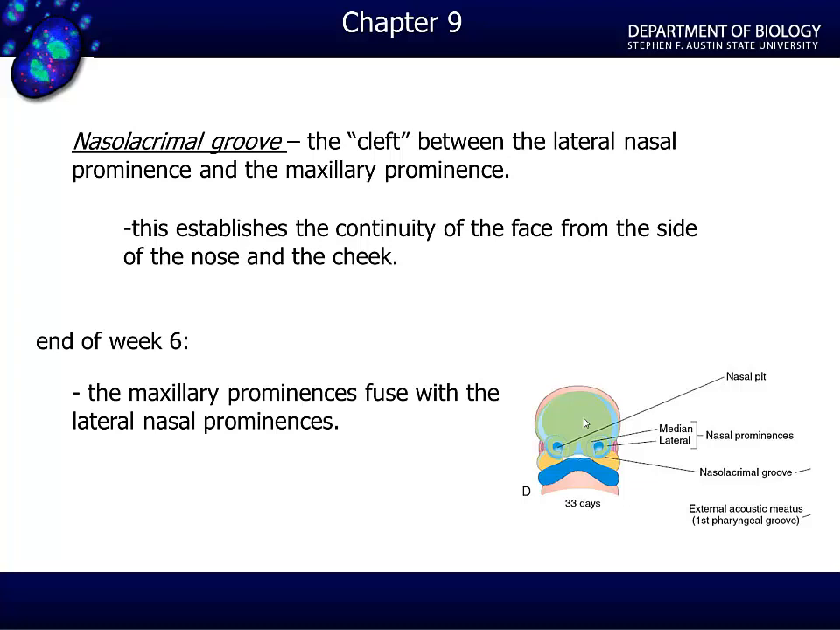So the maxillary prominences are going to fuse together with the lateral nasal prominences, and the maxillary prominences are going to begin to grow closer and closer as they push toward the midline. Because of this fusion with the nasal prominences, they are going to be pushed ahead of the maxillary prominences until they fuse together into our singular nose. So the medial prominences will fuse into the nose. The lateral prominences are going to be our nostrils on the lateral aspect of the nose.